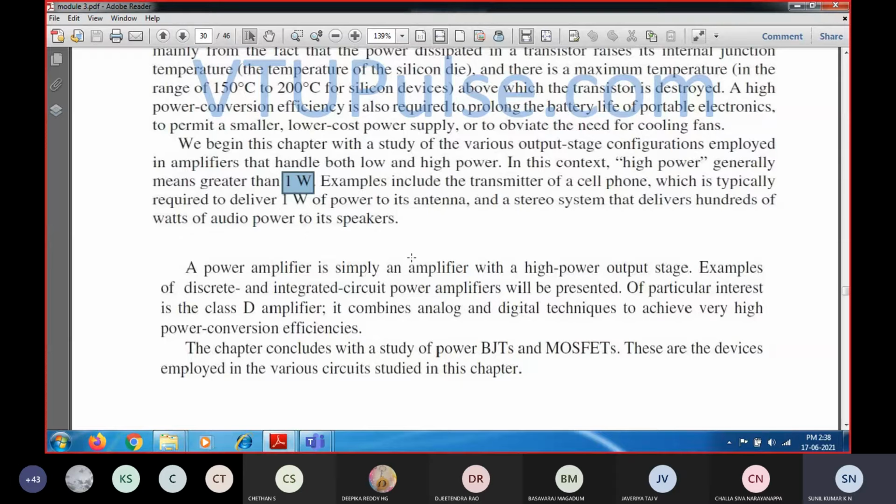So the operating angle is based upon the quiescent point selection. Where exactly the Q point is being selected, and based upon that, how we are going to get the output. That is based upon the classification we have done.